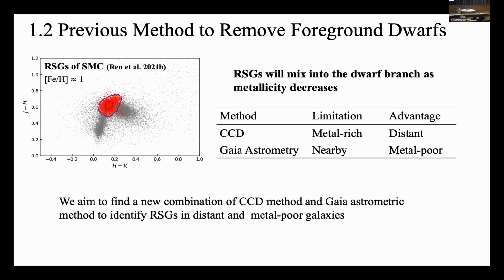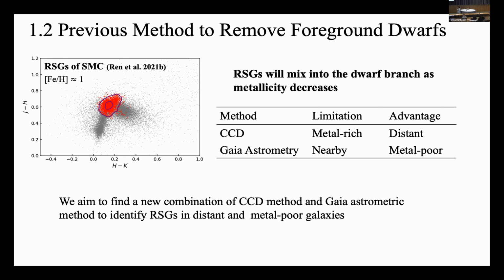However, both these two methods have their own limitations. In this figure, the red dots are the RSGs of the SMC identified by Ren et al. 2021b. Here we see they have mixed into the dwarf branch. This is because the color of the RSGs becomes bluer and they mix into the dwarf branch. Hence, the CCD method is poor at distinguishing RSGs in metal-poor galaxies. And the Gaia astrometric method is powerless for galaxies beyond the SMC.